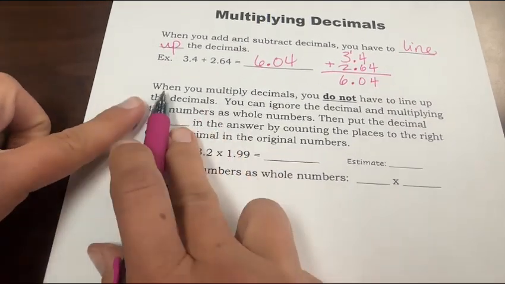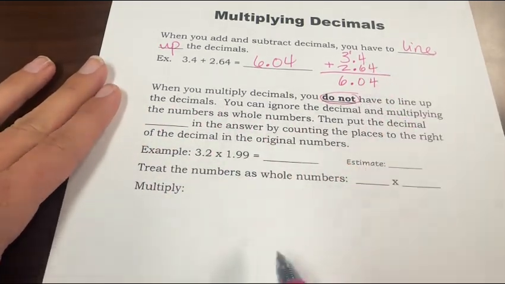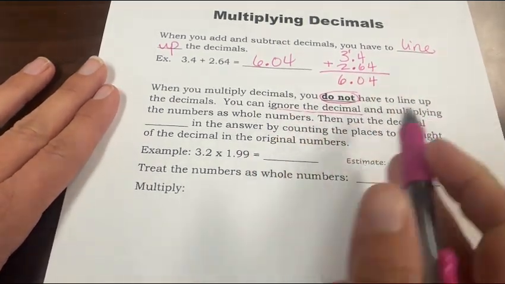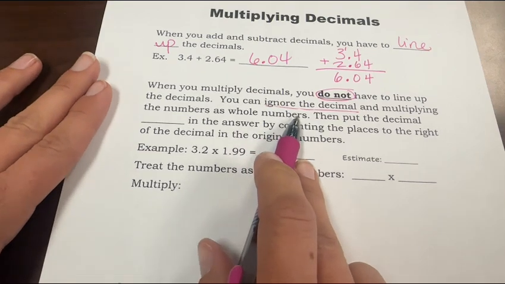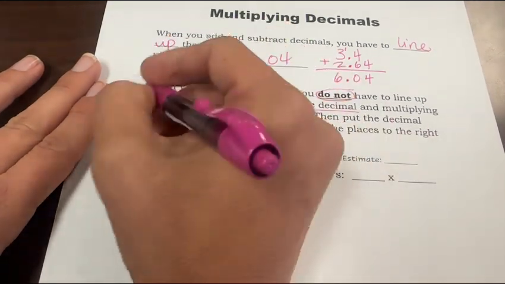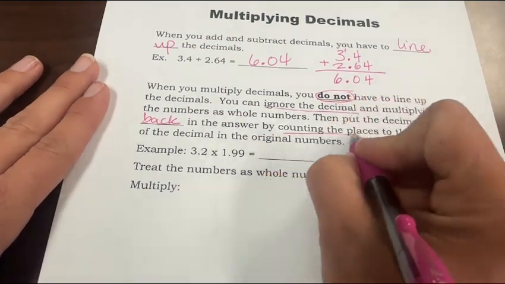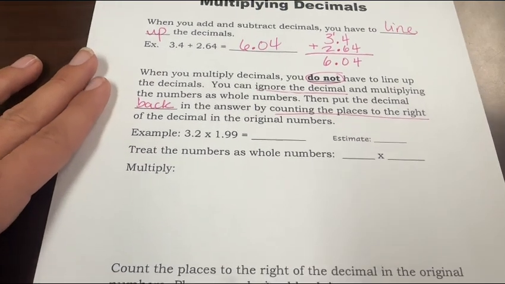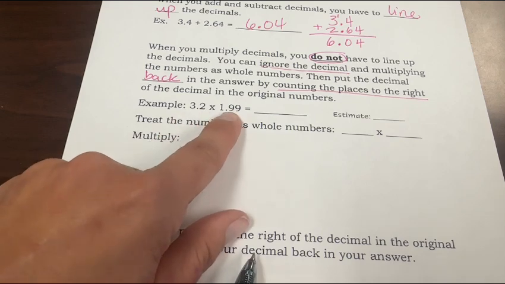So on this one, we're gonna multiply decimals, all right? So when multiplying decimals, we do not have to line up the decimals. You can ignore the decimal and multiply the numbers as whole numbers, all right? It just makes your work a lot easier. Then you put the decimal back in the answer by counting the places to the right of the decimal in the original numbers. All right, so for example, 3 2/10 times 1 99/100.